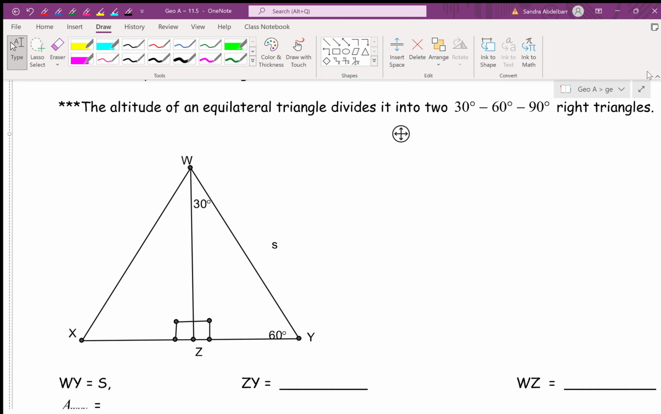So now let's say I give you an equilateral triangle. We all already know from the do now that an equilateral triangle is also equiangular. And when we drop down that altitude, that top 60-degree angle gets split into two 30 degrees. Now, I have already labeled a side length. I said that WY is side length S. Unknown side. It's called S.